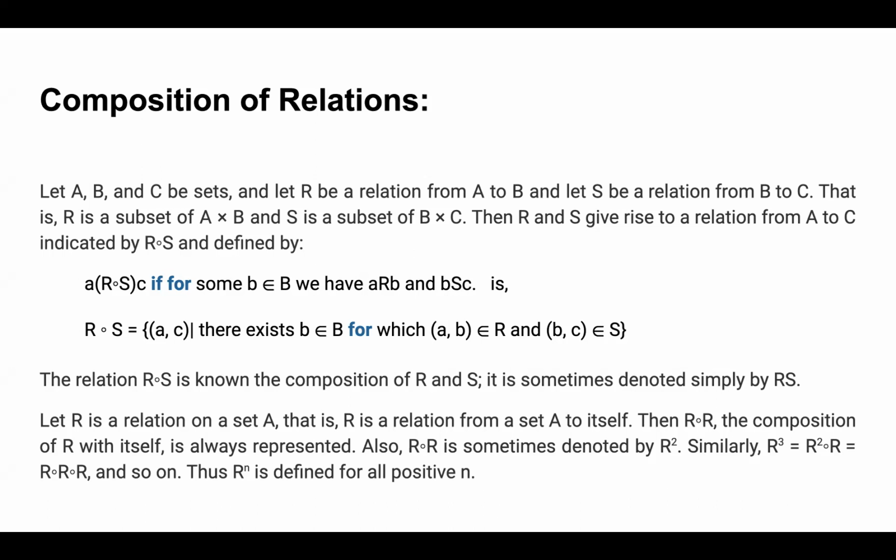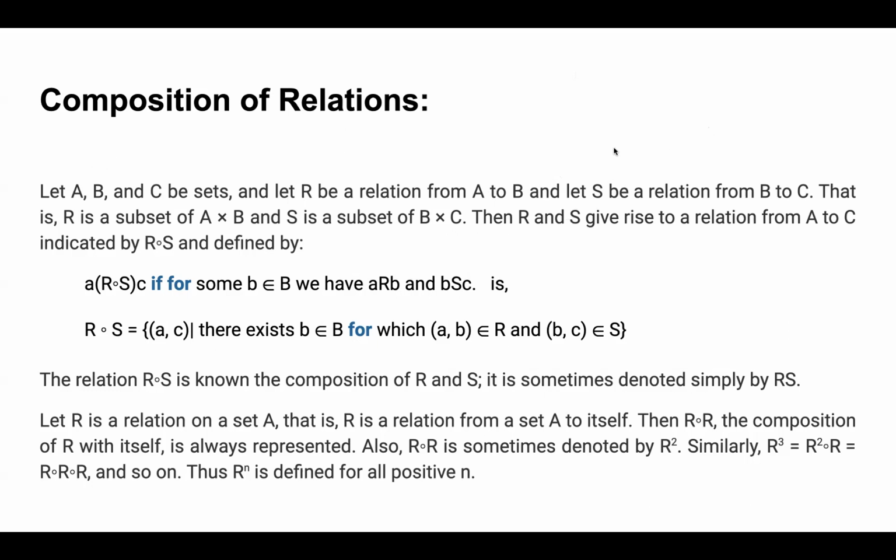Then what we have to do is composite the two relations R and S, which will be from A to C. Why will it be? Because R is from A to B, S is from B to C, and what we are doing is composition of R and S, then it will be A to C.